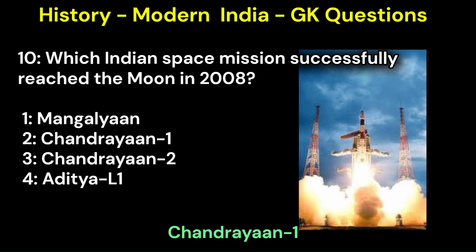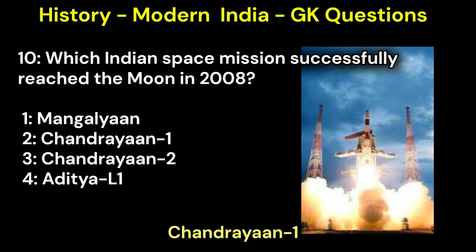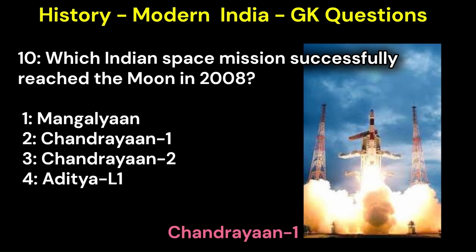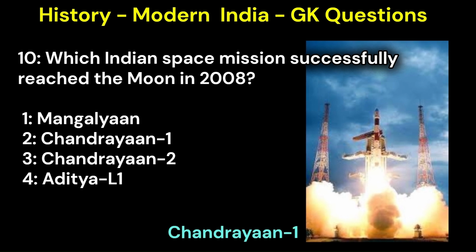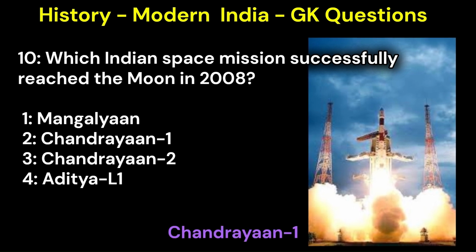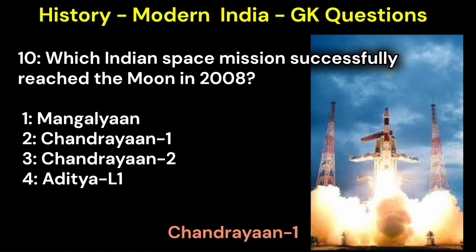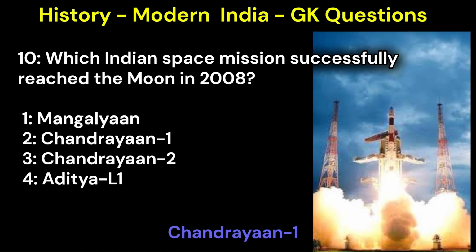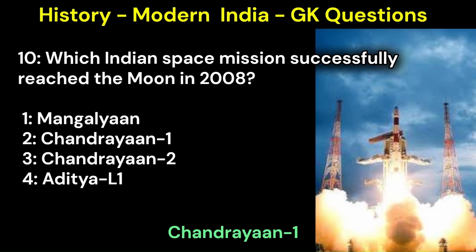Explanation: Chandrayaan-1, launched on 22nd October 2008 by the Indian Space Research Organisation, ISRO, was India's first lunar mission. It orbited the moon and confirmed the presence of water molecules on its surface using the Moon Impact Probe, which crash-landed on 14th November 2008. The mission, costing $80 million, elevated India's status in global space exploration. It operated until August 2009, paving the way for future missions like Chandrayaan-2.